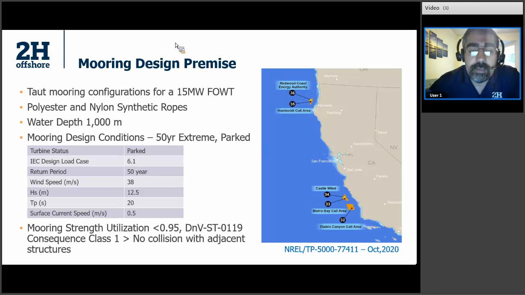We are looking at 50-year extreme events where the turbine is parked. That corresponds to the IEC design load case 6.1.